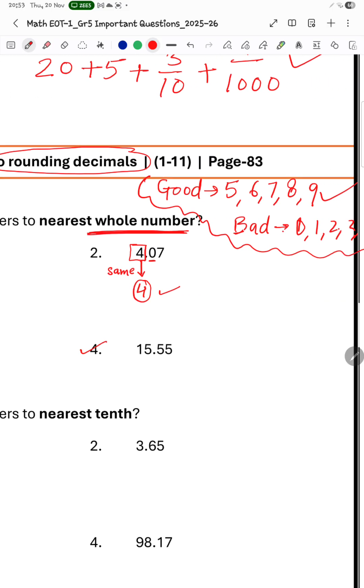Number 4. Put the whole number in the box because I have to round to the whole number. Now look at the next digit. Next digit is 5. Good. So good, that is, give +1 to this and it will become 16. So that is your answer.